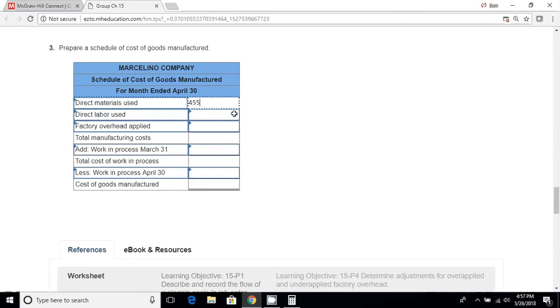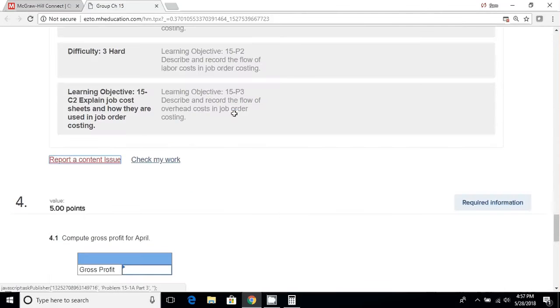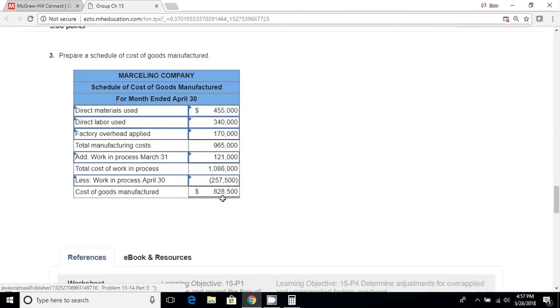All right, so let's go ahead and just plug those numbers in without having to scroll back and forth. It was $455,000 direct material, $340,000 direct labor, $170,000 factory overhead. Our beginning work in process was $121,000. That's what gave us that $1,086,000. But we take away what we still had left in work in process, put a minus sign there just to make it look a little bit better, and you'll see that our cost of goods manufactured is $828,500.